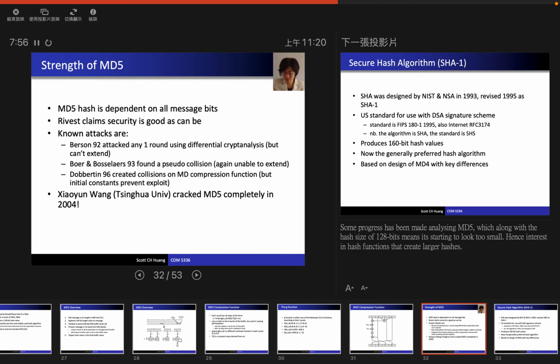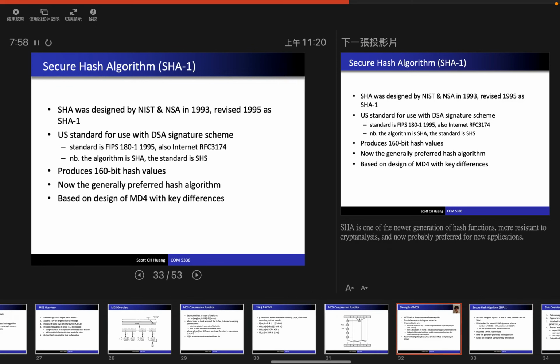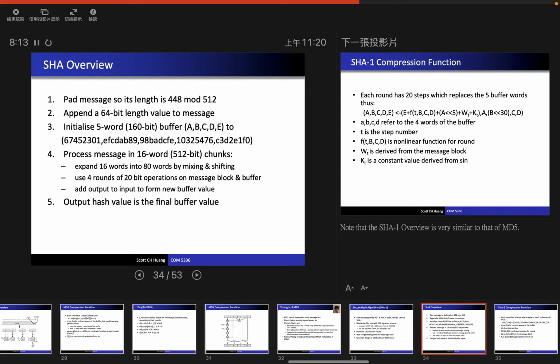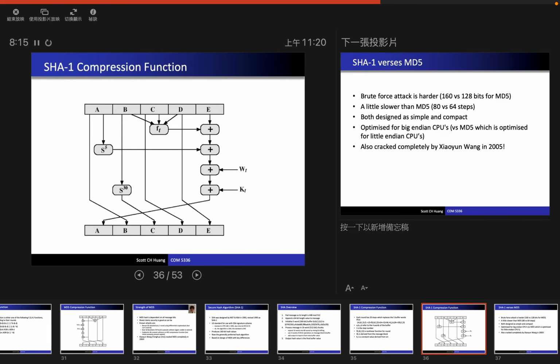So she found that there's some weakness. And then there's another one called Secure Hash Algorithm, SHA-1. It produces 160-bit hash values. It's also generally preferred. We can take a look at the design. The design is very similar to MD5, but it's an improved version. Instead of 4 words, A, B, C, D, now they have A, B, C, D, E.